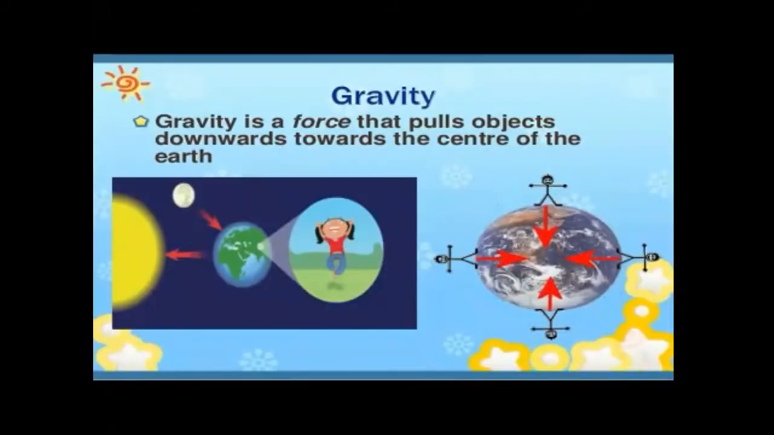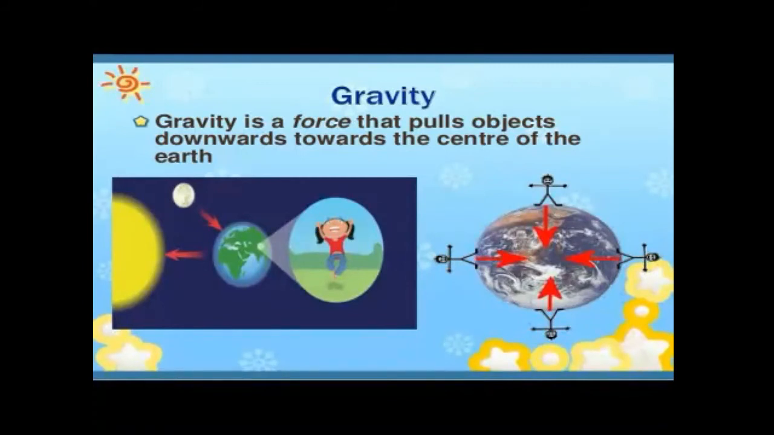Okay, so the topic is gravity. What is gravity? Gravity is an attraction force. It can attract anything toward itself. So gravity is a force that pulls objects downward toward the center of the earth. Beta, take a screenshot. Okay, so gravity is an attractional force. Gravity acts on the earth by pulling objects toward its center.